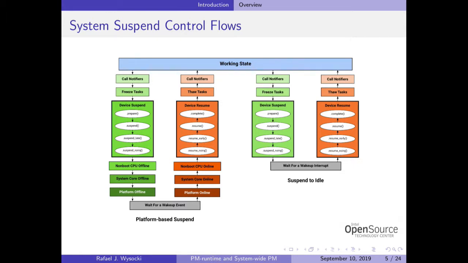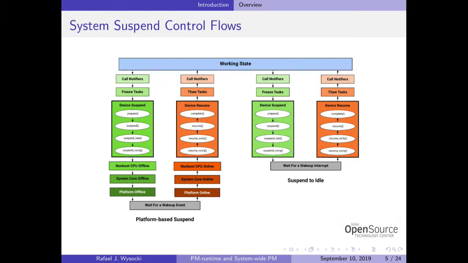So in each cycle, like here or here, there are two transitions of the whole system. One of them is suspending the whole system, and the other one is the resume of the system, right? So the entire system is suspended in this transition and in this transition. That may happen at any time. So this is the most important difference between PM runtime and the system-wide thing. This can happen at any time, so devices may be maybe processing data when this happens.